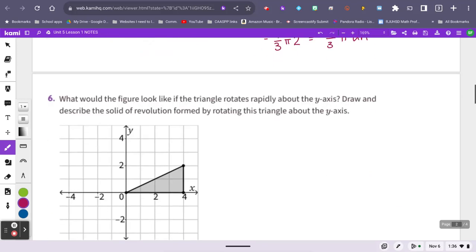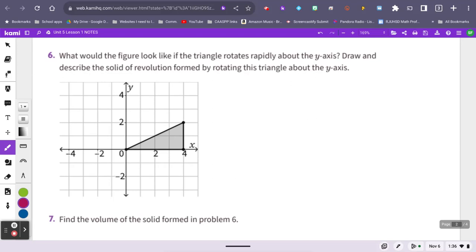Okay. This one gets a little bit tricky because now we're going to be rotating it about the y-axis. So we know if it's going to be on the right-hand side, it's also going to be on the left. Okay. And if we spin it really fast, we're going to look like this kind of a shape. Right? And then this will go around in a circle.